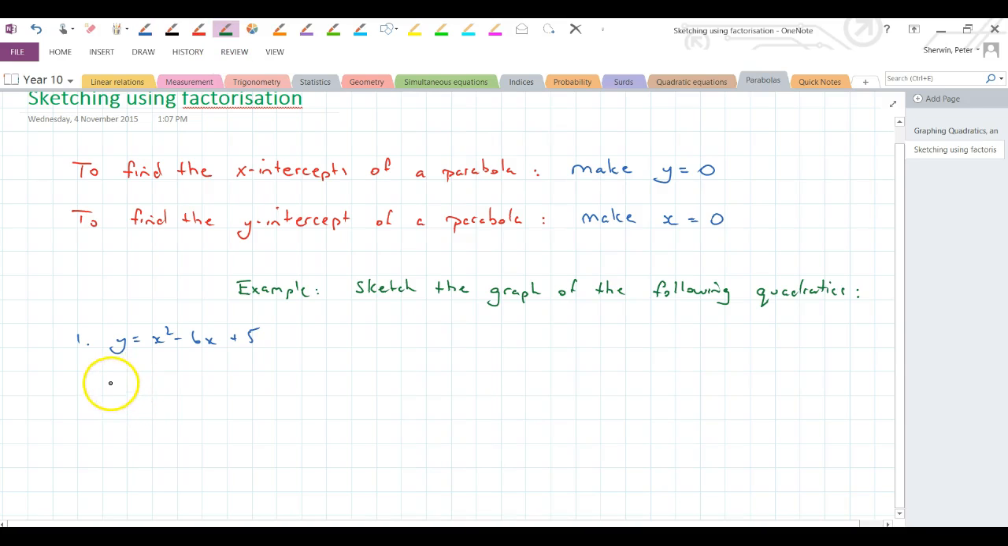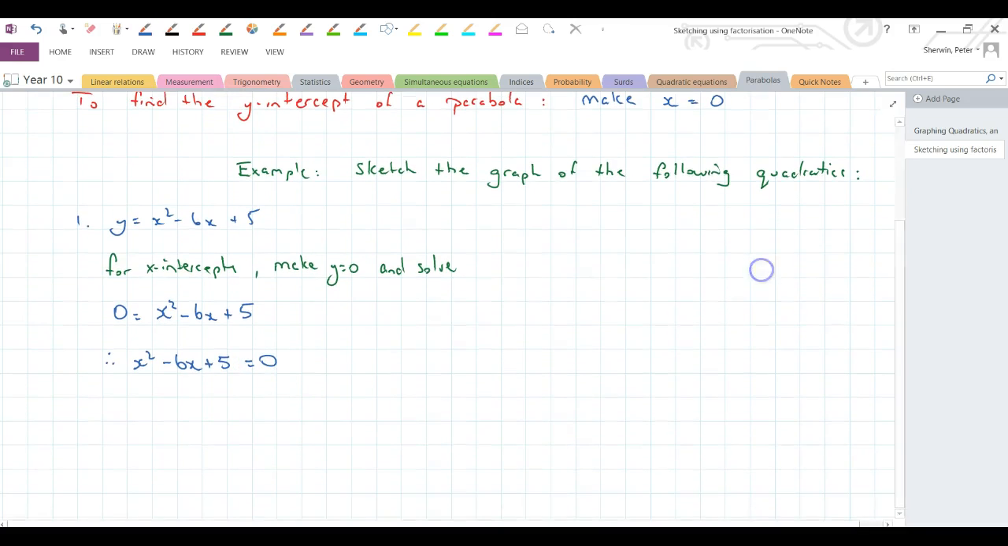So for the x-intercepts, make y equal to 0 and solve. That's what we're doing. So back up here, y becomes 0. So 0 equals, and we're going to solve for this, x squared minus 6x plus 5. Now we're used to seeing it the other way around, so let's do a switcheroo. So it looks like x squared minus 6x plus 5 equals 0, like that. So we're solving this equation.